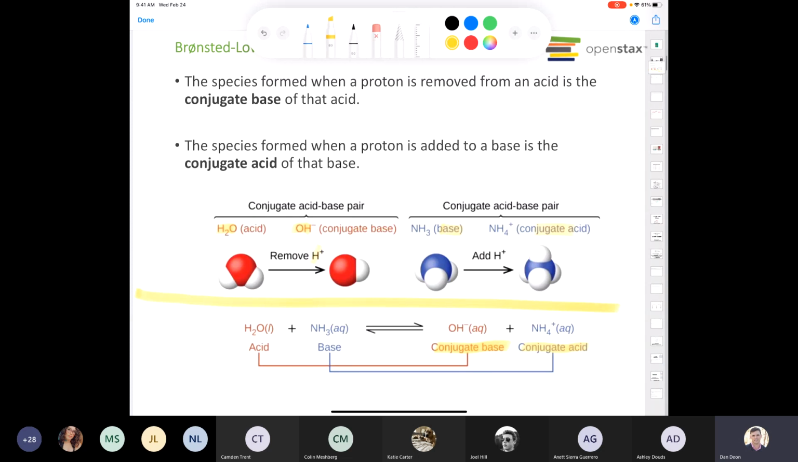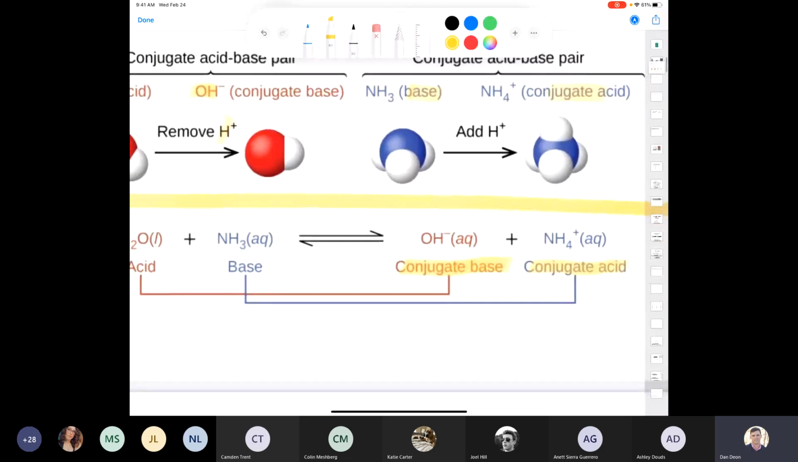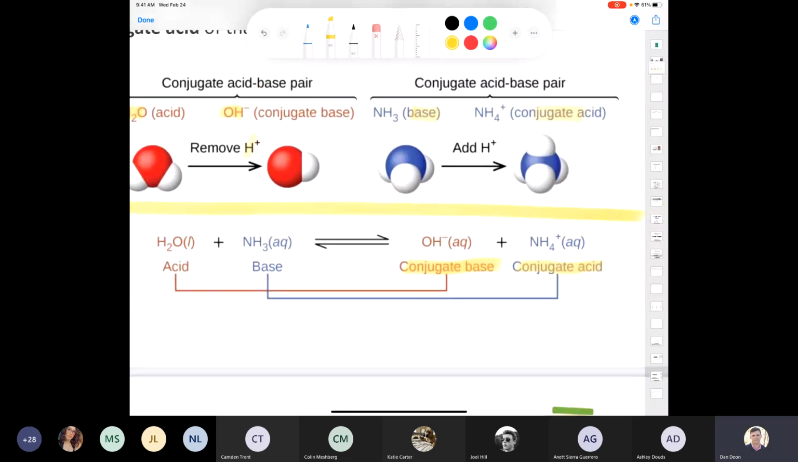If you're still not following me after all that explanation, let me break it down as simply as I possibly can. All you have to know is that an acid donates a proton and a base accepts a proton. If you're having trouble labeling the conjugates, here's what you do. You look at the reaction in reverse only. What's happening to hydroxide? It's taking on a proton. Therefore, if it's a proton acceptor, it must be a base. So it would be a conjugate base.